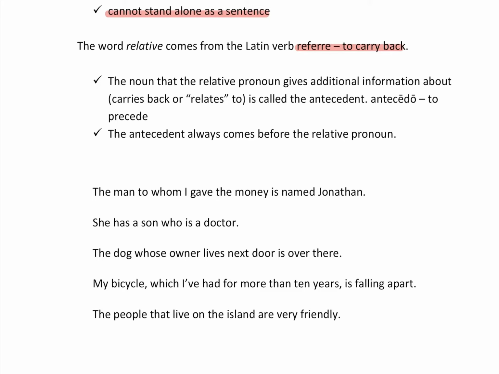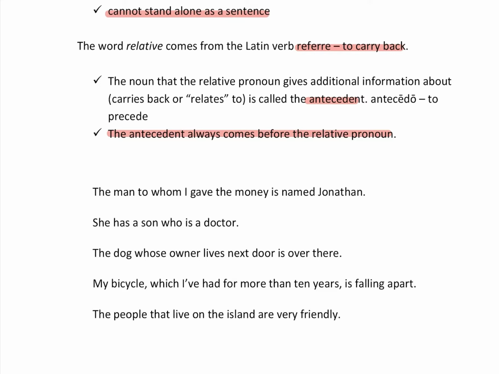So the noun that the relative pronoun gives additional information about, because remember, adjectives only modify nouns, so there'll be a noun preceding the clause in the sentence. The noun that it carries back or relates to is called the antecedent. Ante, if you remember from Latin, means before. So antecedo, to proceed. So the antecedent, this is important, always comes before the relative pronoun. So let's look at a couple in English, and we're going to identify the relative pronoun, the antecedent, and then what the whole relative clause is.